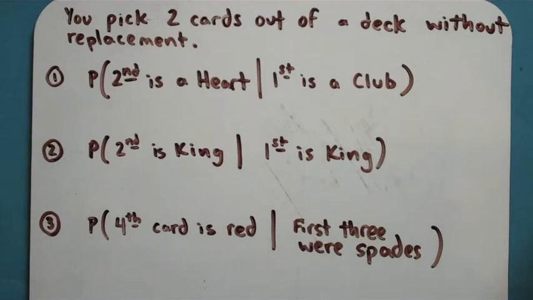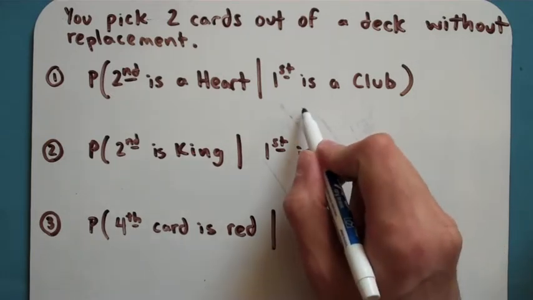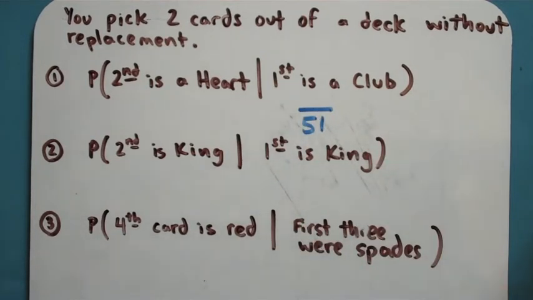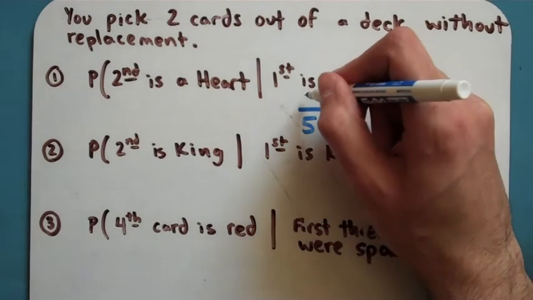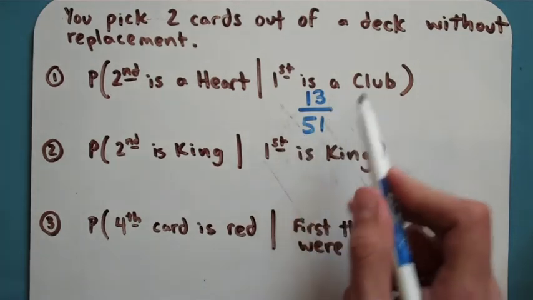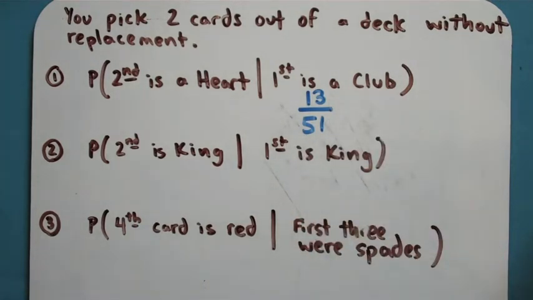We're moving on. So one of those clubs is sitting right over here on the table. Well, if the first one was a club, I know there are only 51 cards left in the deck. I want to find the probability that my next one is a heart. There are still 13 hearts because I took out a club on the first one. So it's just going to be 13 over 51. You can turn that into a decimal, but that problem is done.